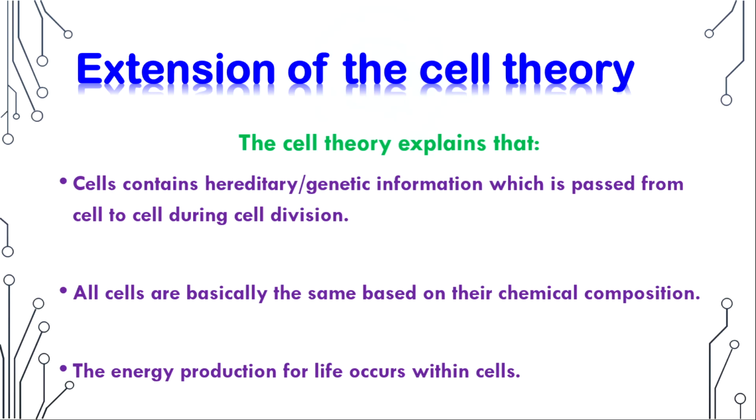The second one is that all cells are basically the same based on their chemical composition, which means all cells are made up the same chemically. All cells contain protein. They're made up of cell membrane, which contains phospholipid. They contain protein. They contain lipids. And also all cells contain the basic structures known as chromosomes, and in chromosomes you can find DNA. On this DNA you have nitrogen bases that are the same, which are G, C, T, and A. G for guanine, C for cytosine, T for thymine, and A is adenine. So all cells contain these basic chemical structures. They may be arranged differently, but they are the same.